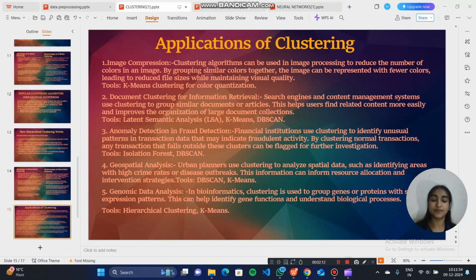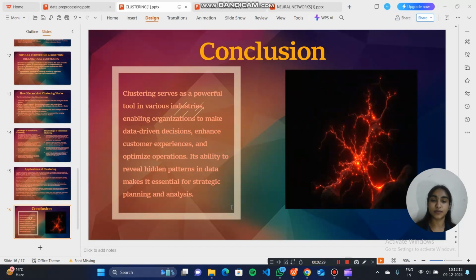Fifth, genomic data analysis. In bioinformatics, clustering is used to group genes or proteins with similar expression patterns. This can help identify gene functions and understand biological processes. Tools: Hierarchical clustering, K-means.